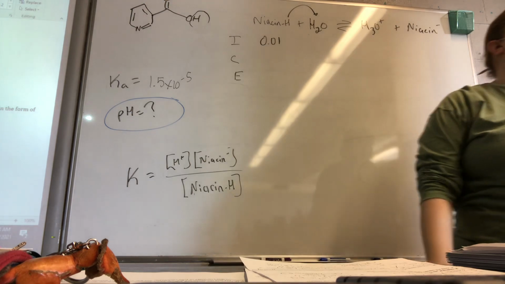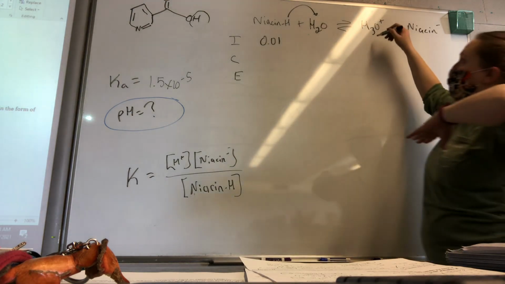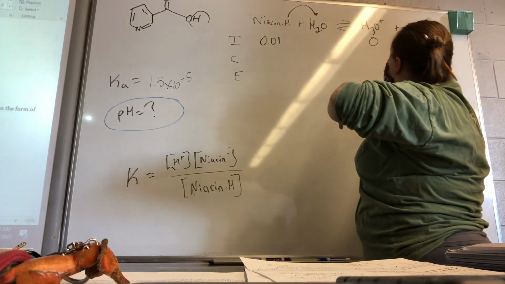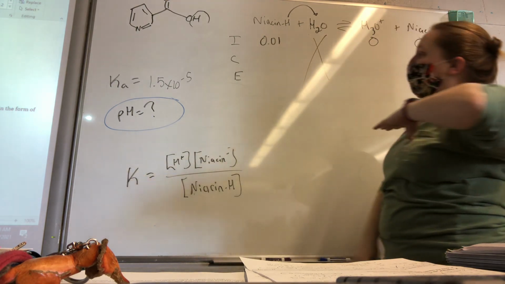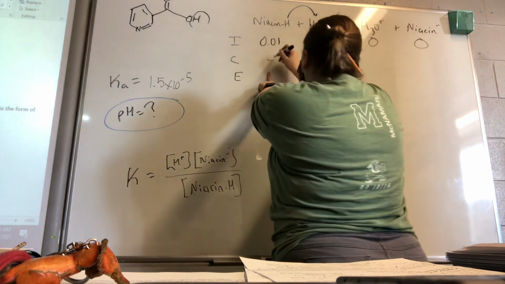All right, let's fill the rest of it in, starting with the initial. What other information was I given? Nothing. So what does that mean? Zeros across the board. We don't care about the liquid water. What's next? In the change column on the left, negative X.